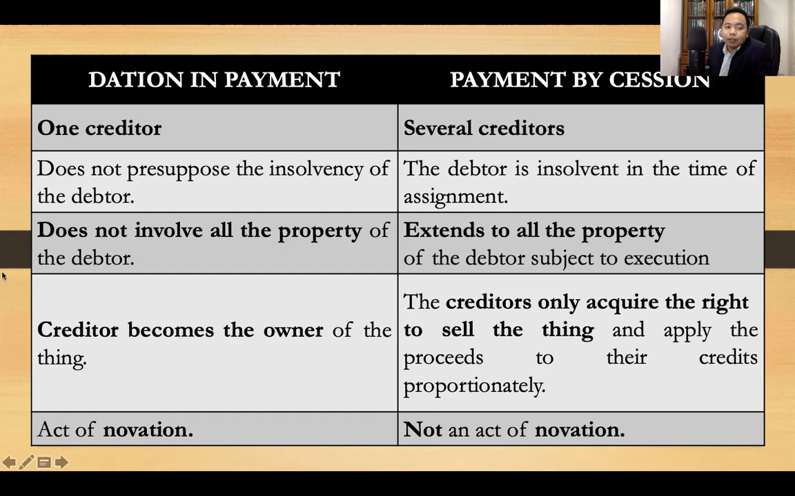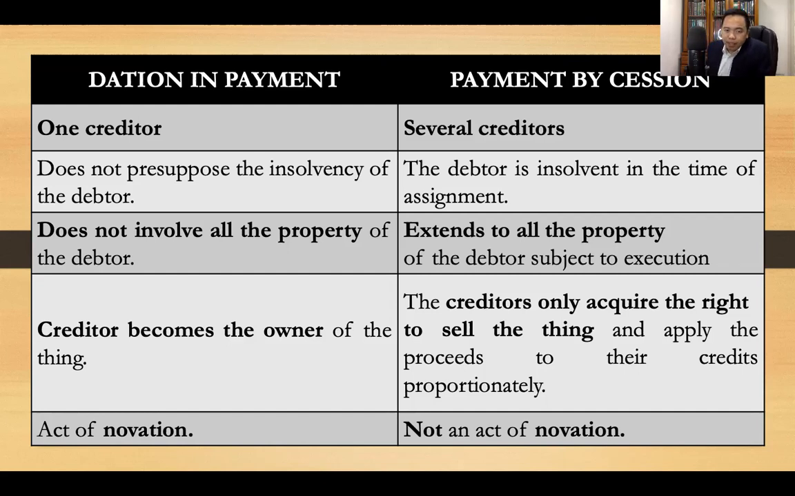Okay? Now, is there novation in dacion en pago? Yes. Dacion en pago is an act of novation, because instead of payment in money, the creditor will accept payment in the form of a property. There is a change in the mode, in the means of payment. Okay?